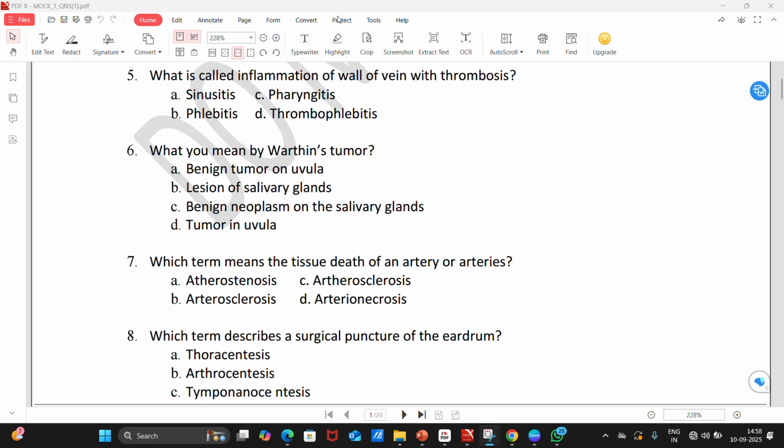Seventh question. Which term means the tissue depth of an artery or arteries? Option A, atherosclerosis. Option B, atherosclerosis. Option C, atherosclerosis. Option D, arteriosclerosis.